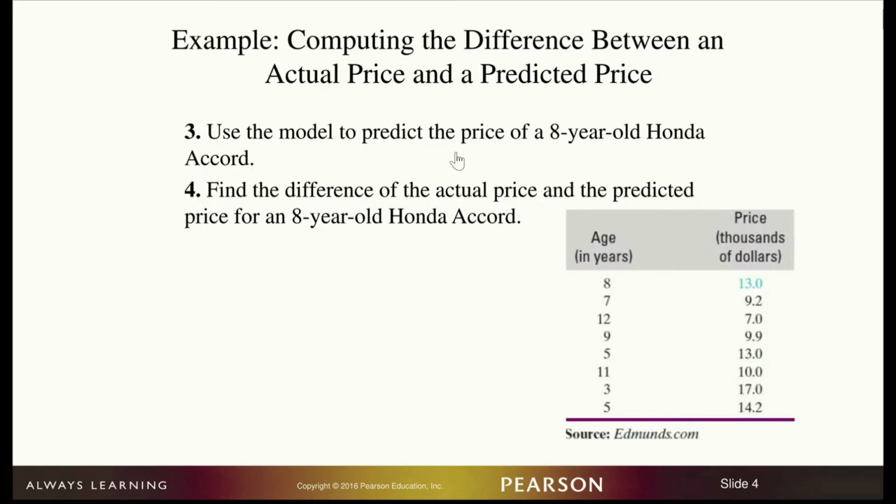Then we'll proceed to find a prediction for the price of an 8-year-old Honda according to the model that we just saw. And then we'll find the difference between the actual price of an 8-year-old Honda, that we can see right here, 13,000, and what the model is predicting. And that difference will be precisely what is called the residual.